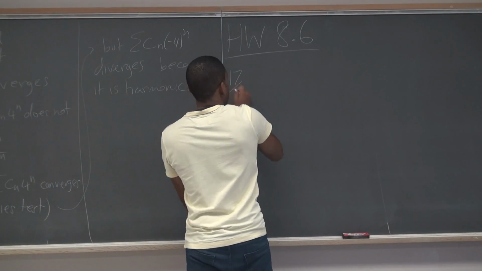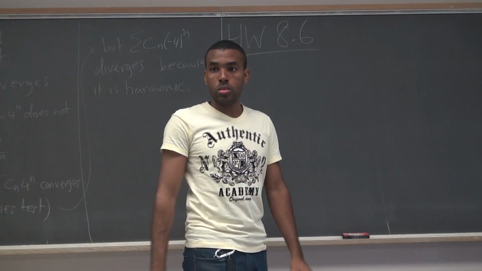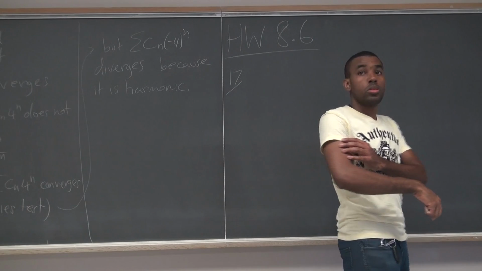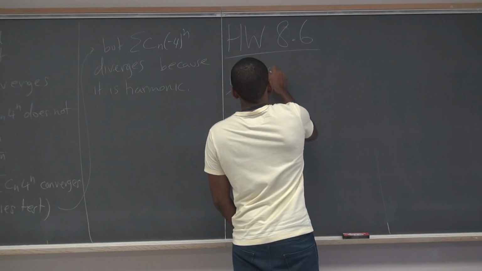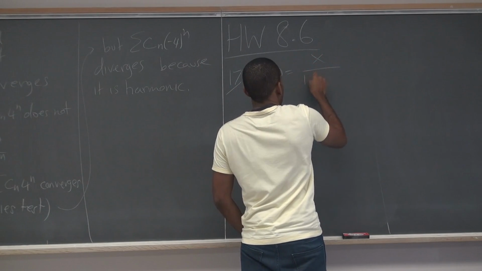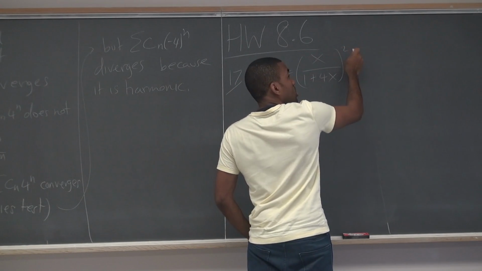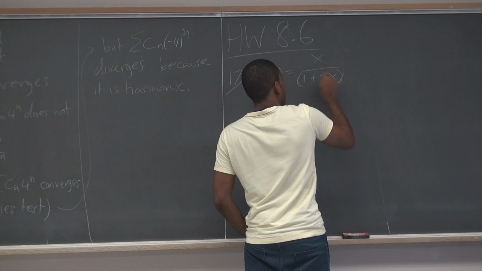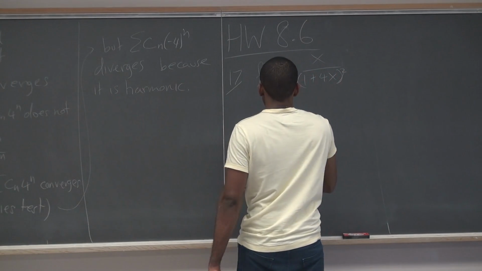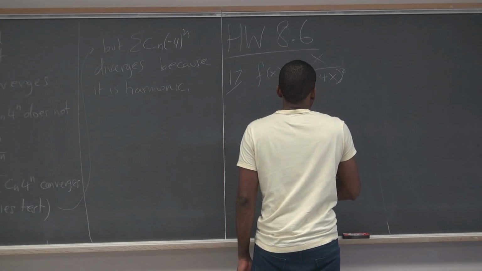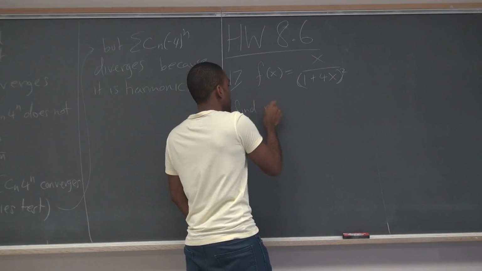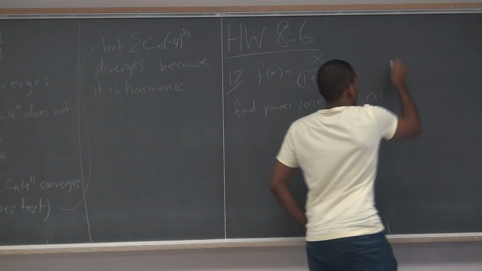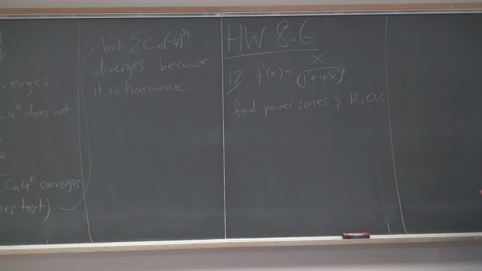What does that say? I don't know the question, but the function x over 1 plus 4x, all of that squared. All of this squared? Yeah, sorry, just over 4x. Okay, so find the power series and ROC. Okay? How do you do it?